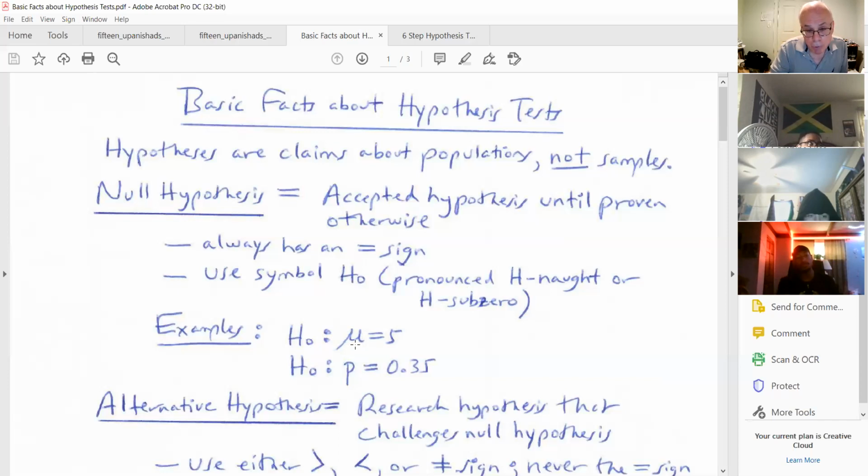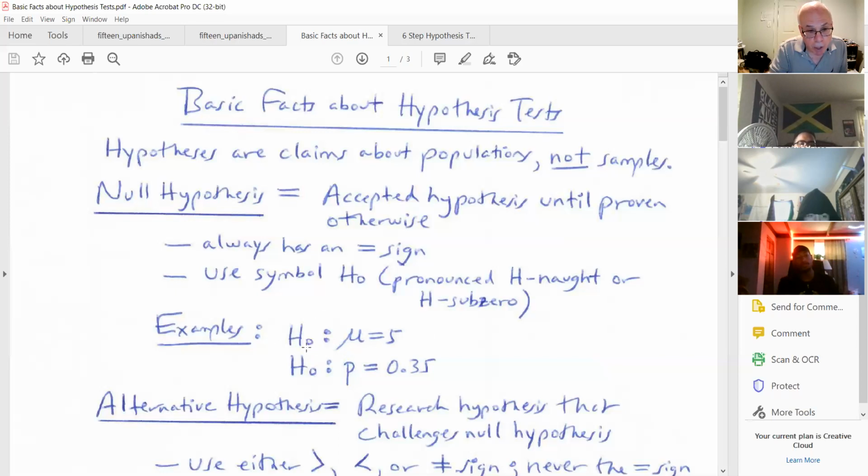Now, in Canvas, when you type this in your final exam, there are symbols available to you that you can use for all of this. I'll show it to you next week when we do a review. I'll spend a few minutes showing you how to use Canvas to type in what you need to type in. So, mu, this is H0.